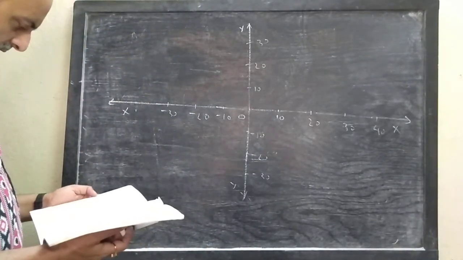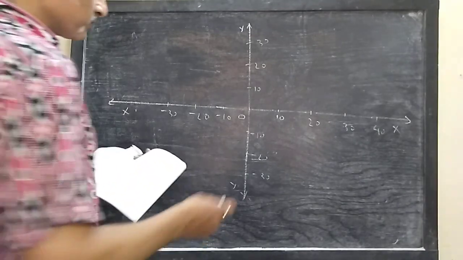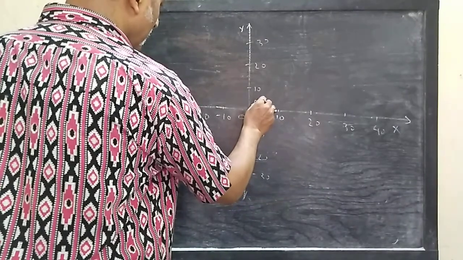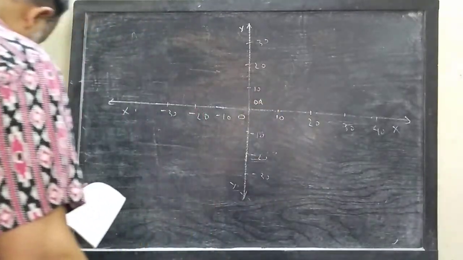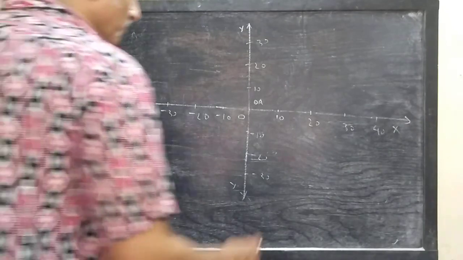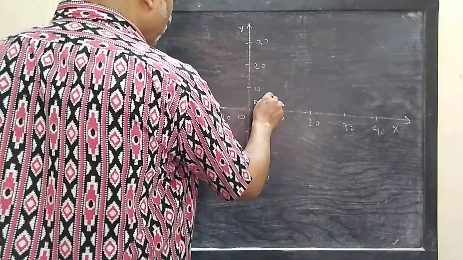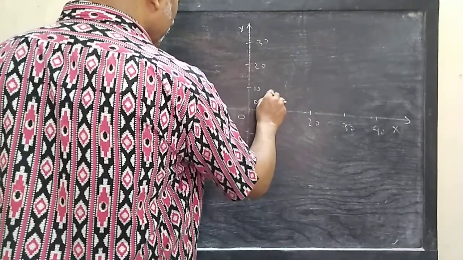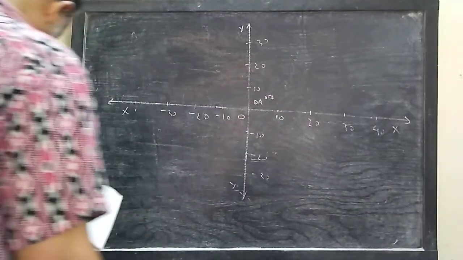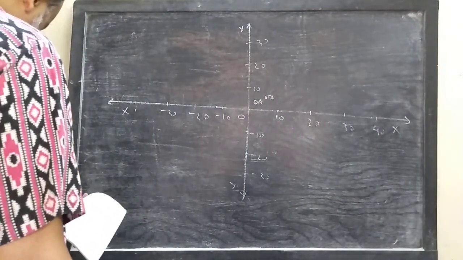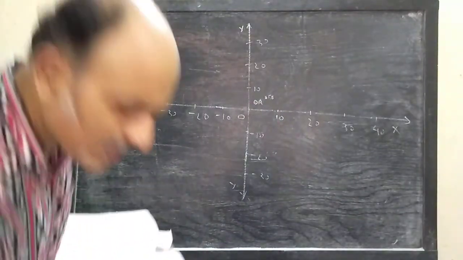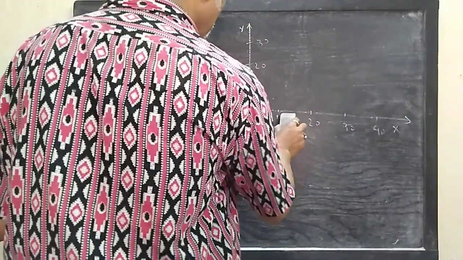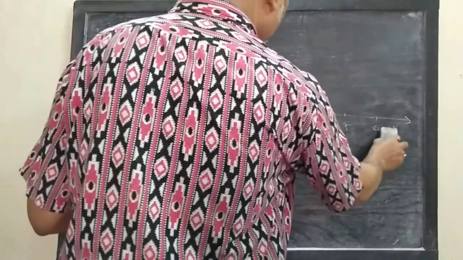First, you are asked to plot the point A (3, 2). Suppose here is the point A. Next, B (5, 4). Here will be the point B. AB. Let us take a bigger scale, otherwise it will not be understandable here.